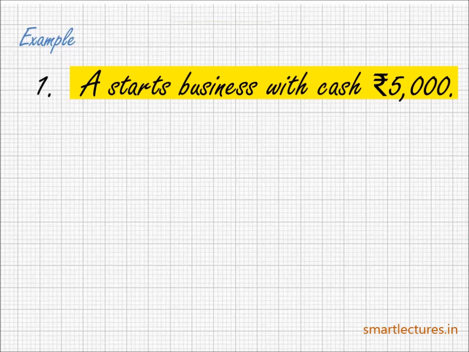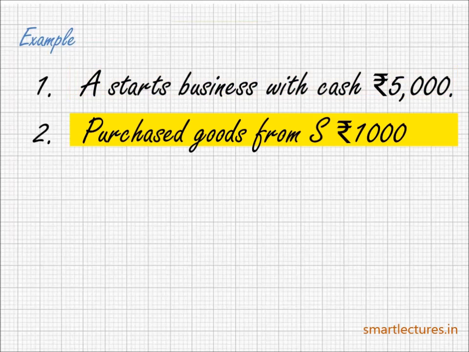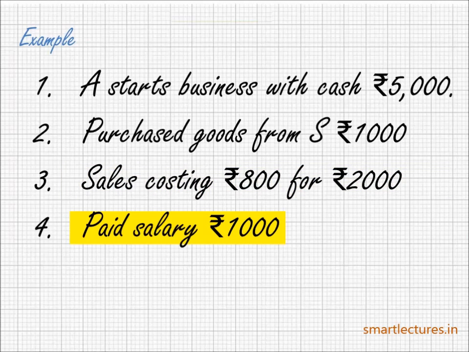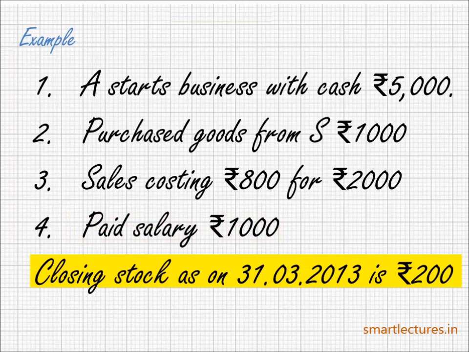Now let's do one practical question. Transaction number 1. A starts business with cash rupees 5,000. Transaction number 2. Purchased goods from S rupees 1,000. Transaction number 3. Sales costing rupees 800 for rupees 2,000. Transaction number 4. Paid salary rupees 1,000. And closing stock as on 31st March 2013 rupees 200.